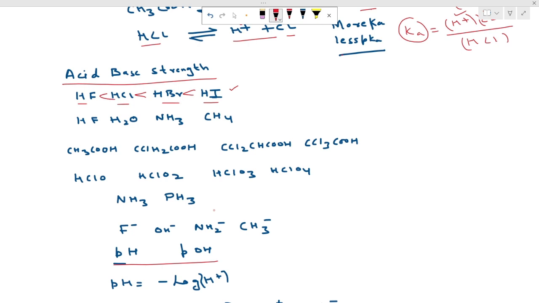If you see in the periodic table, we have fluorine, chlorine, bromine and iodine. Likewise, here we have oxygen, here we have nitrogen, and here we have carbon. So the periodic table looks like this. Size is increasing in this way, and electronegativity is increasing in this way.